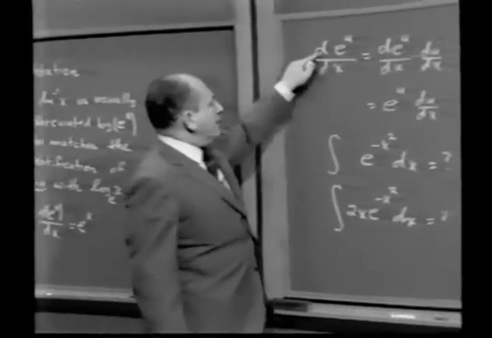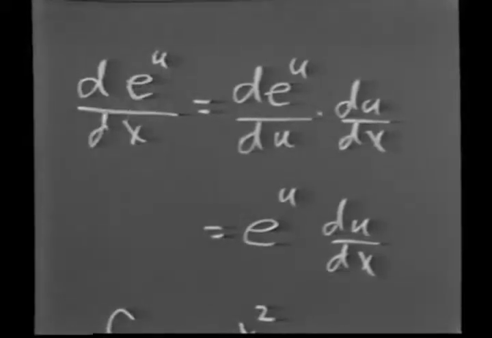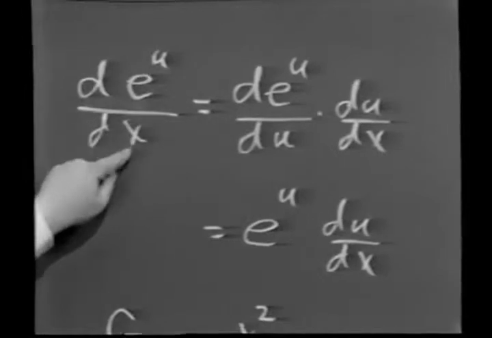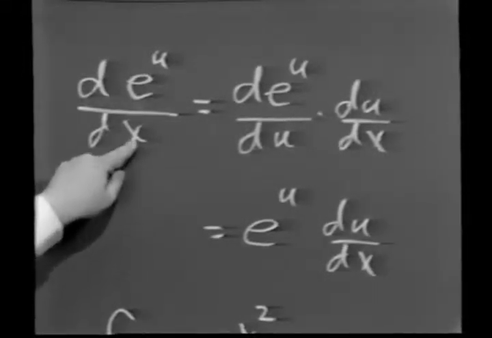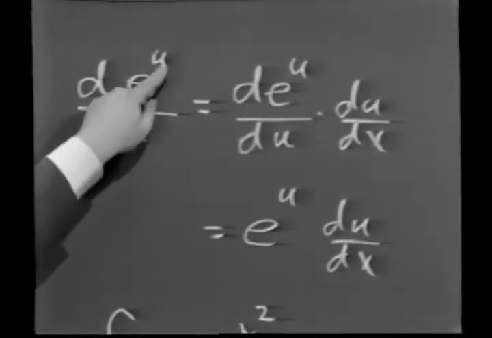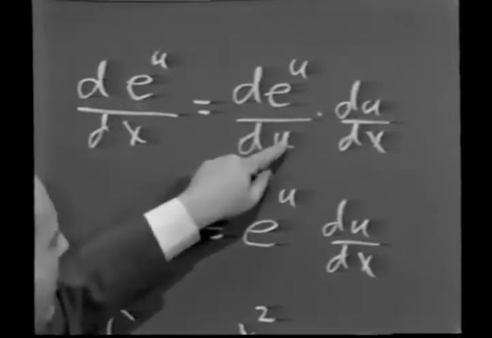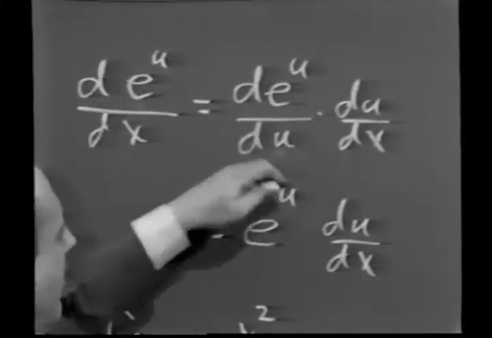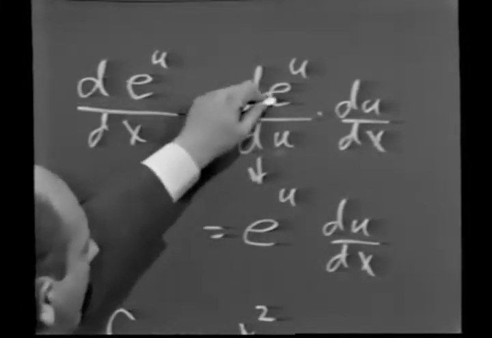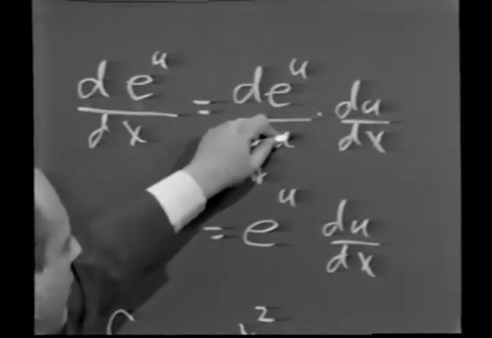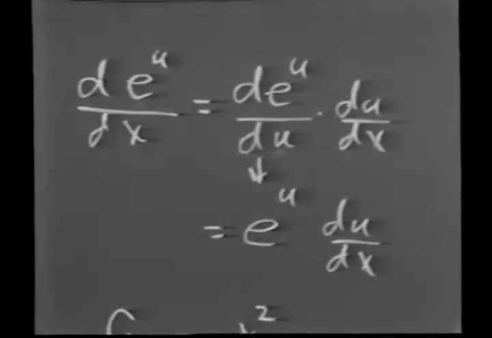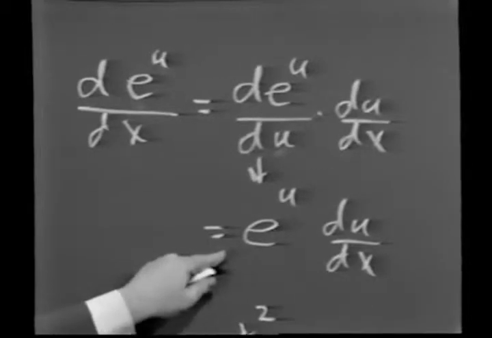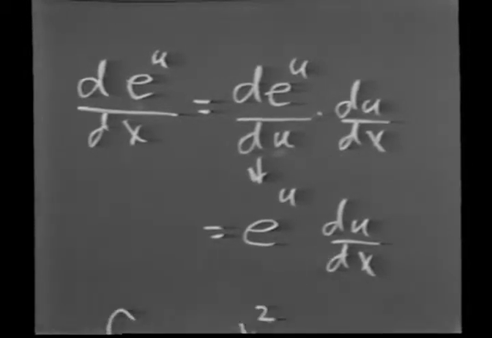But at any rate, if u is now any differentiable function of x, notice that to find the derivative of e to the u with respect to x, by the chain rule, I can say what? It's the derivative of e to the u with respect to u times du dx. We've just shown that the derivative of e to the u with respect to u is e to the u again, and therefore the derivative of e to the u with respect to x is e to the u times du dx.